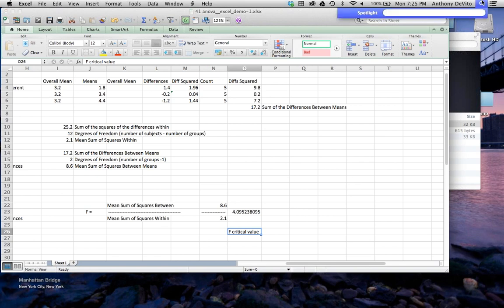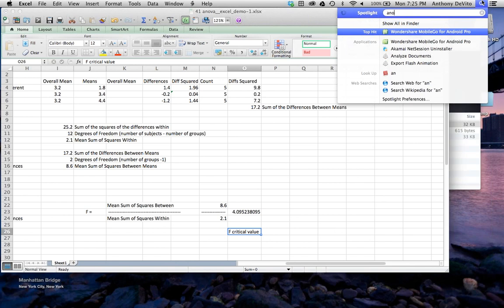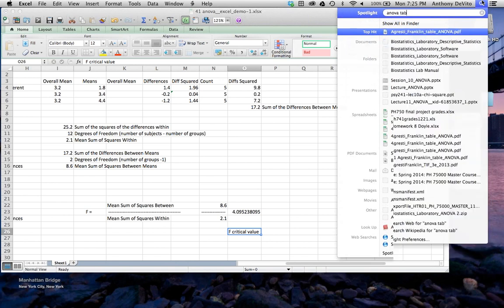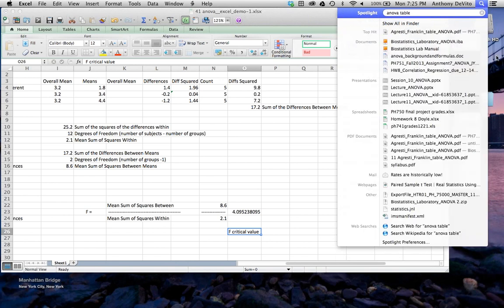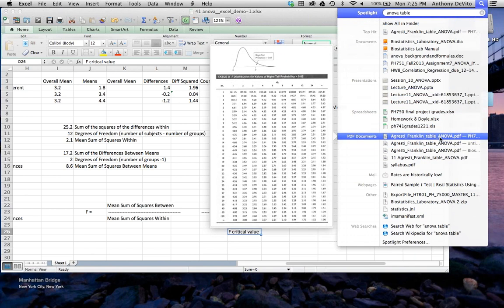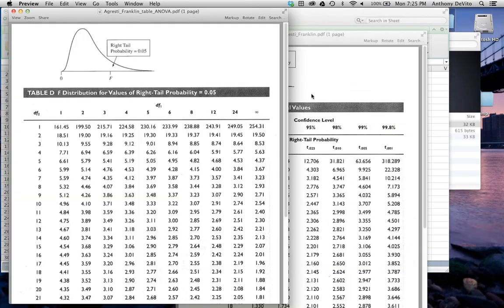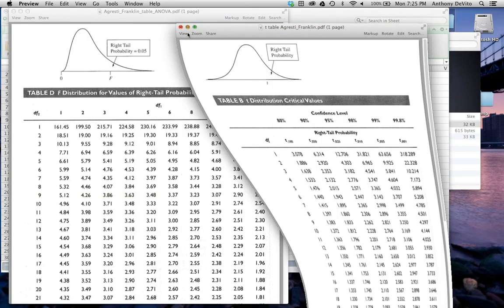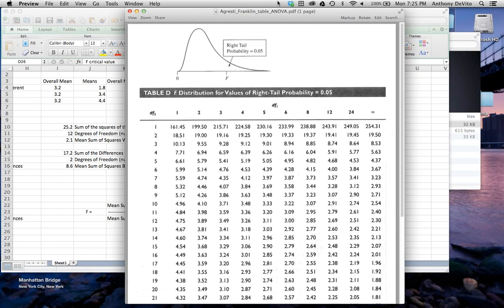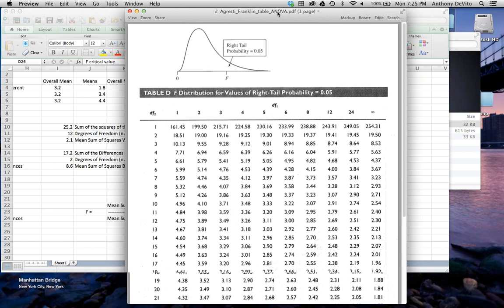Okay, so now I'm going to go and find my ANOVA table. I hope I'll find it. See if I can't find it here. Here we go. Okay, and this table should at least look a little familiar because it came up before in the lecture portion in Levi's lecture.